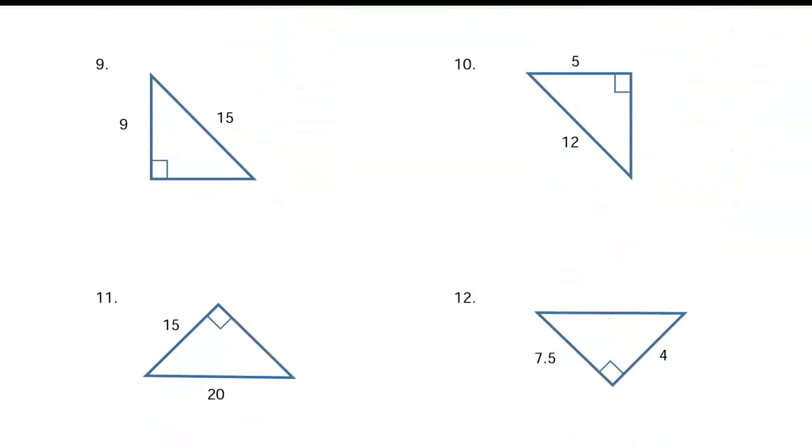Number 9. 9 is 3 times 3. 15 is 3 times 5. So look at the other factor, a 3 and a 5. That means I have a triangle from the 3, 4, 5 family. The 5 is on the hypotenuse, the 3 is on a leg. So the missing side is 3 times 4, which is 12. Go ahead and try number 10 and then turn the video back on to see the answer.